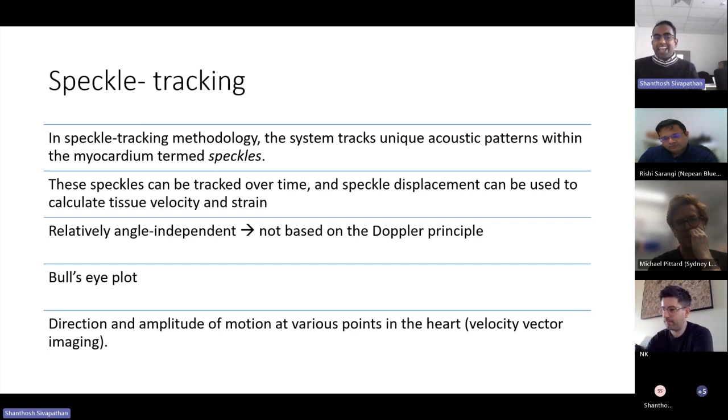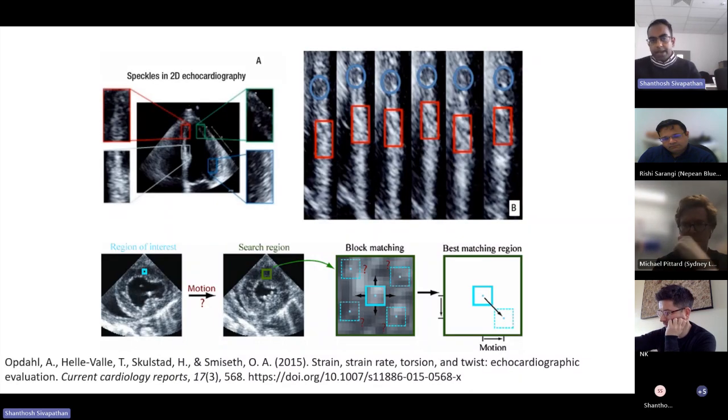Now, it is relatively angle independent. Unlike tissue Doppler, where you really need to have that alignment, with speckle tracking strain you don't really need that. And then overall, you get this bullseye pattern or plot in the end, which I'll give you a couple of examples for, and you can have a look at that.